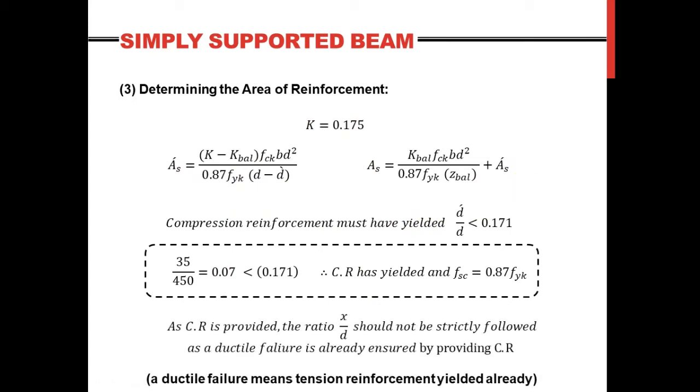Now there is also another check, but it is for the tension reinforcement, whether it has yielded or not. But we don't have to worry about this, and it's given as this ratio x over d. Since I'm putting in the compression reinforcement, that ensures I'm going to have a ductile failure mode. A ductile failure means the tension reinforcement has yielded already, right? So we only check whether compression reinforcement has yielded or not, but we don't need to check whether our tension reinforcement has yielded or not.